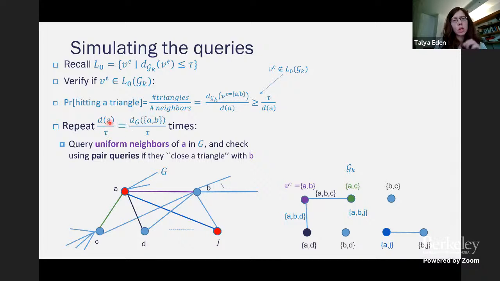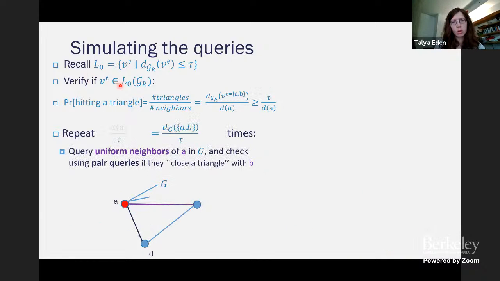Again, dA is the degree of this edge in G. So this is what I do. I just repeat this procedure d of AB over tau times. If I see triangles, if I see sufficiently many, then I know that I do not belong to L0, and otherwise this vertex does belong to L0. So we are able to verify in this time. But actually, this might be too much.